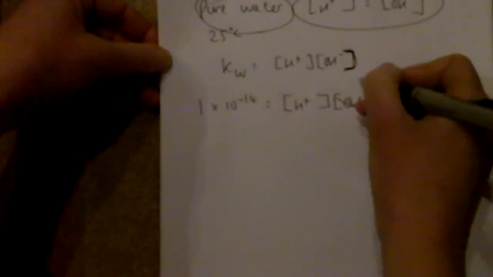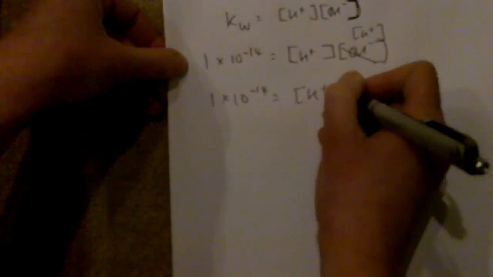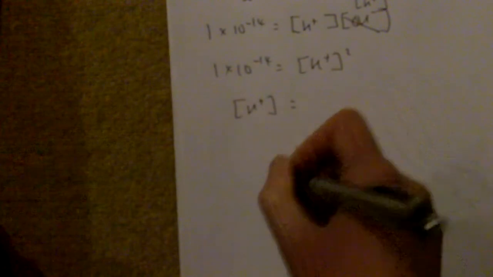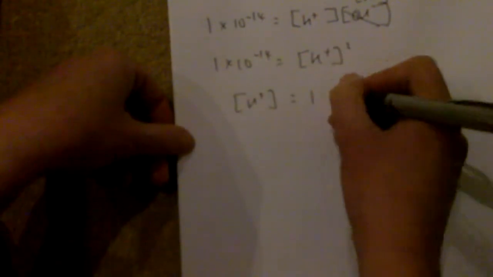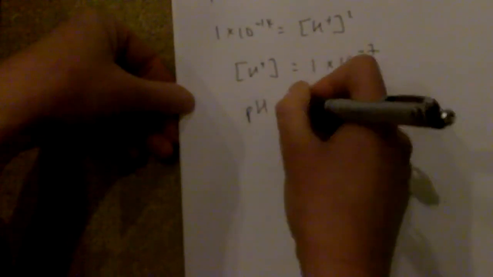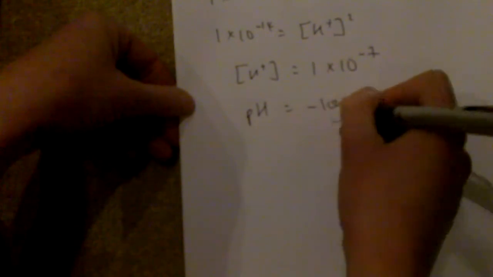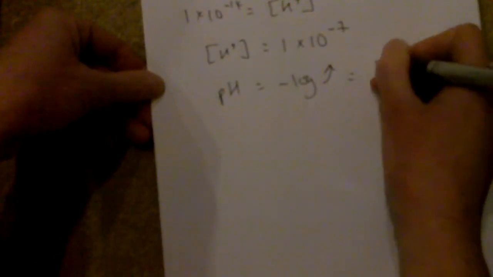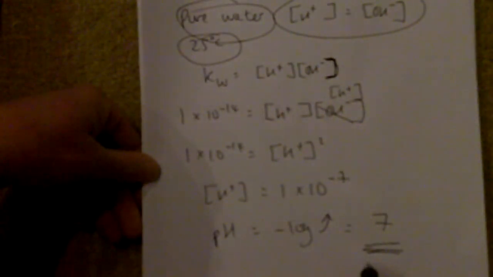So you can replace that with H plus. So then you get 1 times 10 to the minus 14 is H plus squared. Then you work out what H plus equals. When you rearrange that and square root, H plus equals 1 times 10 to the minus 7. Then you work out the pH, which is minus log of that. So we have pH 7. So the pH of pure water at 25 degrees will be pH 7.